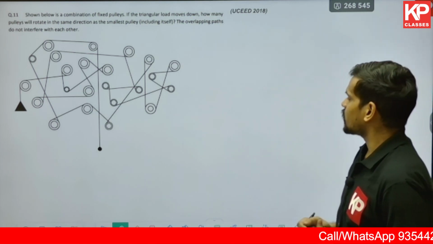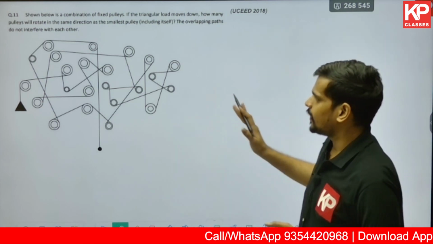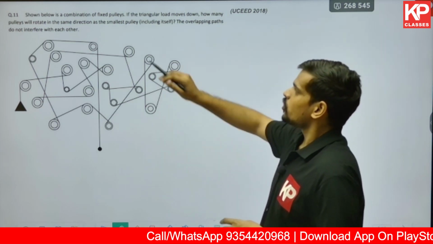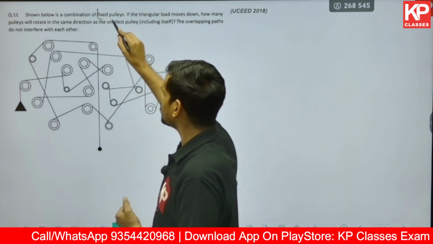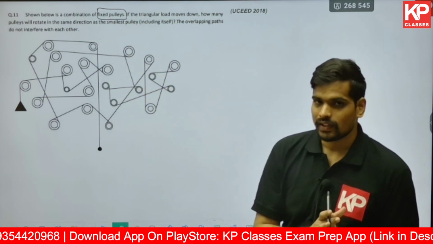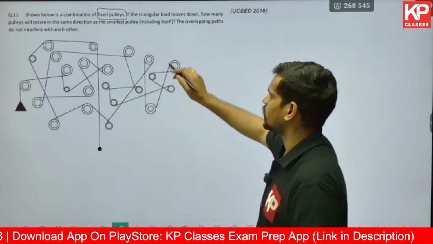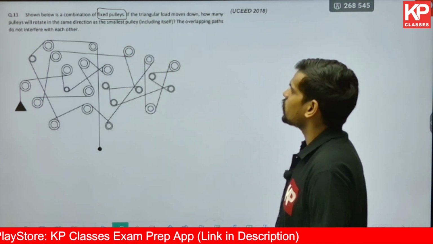So the next second question for this concept, now a complex system of pulleys is given. Let us read the question by looking into the diagram. Shown below is a combination of fixed pulleys. All these are fixed pulleys, because movable pulleys might have a different function. We'll study about it. So given below is a combination of fixed pulleys.